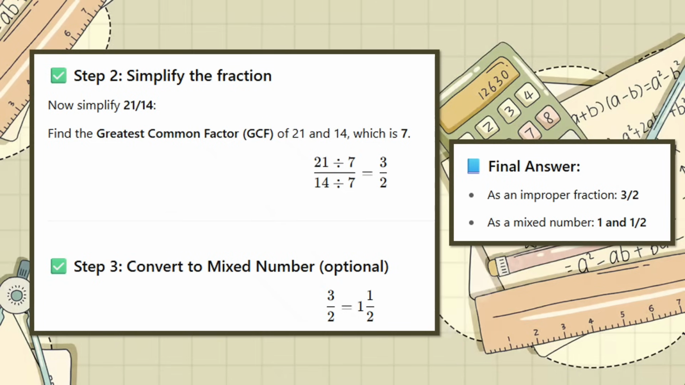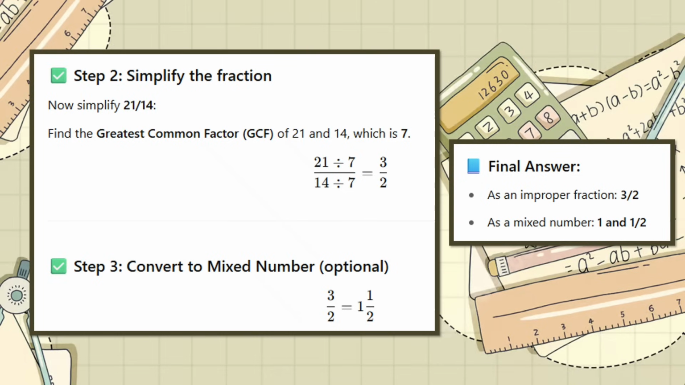So next thing, we need to simplify the fraction. So now we simplify 21 over 14. So again, find the greatest common factor, or the GCF, of 21 and 14, which is 7. So we divide both by 7. 21 divided by 7 is equal to 3, and then 14 divided by 7 is equal to 2.